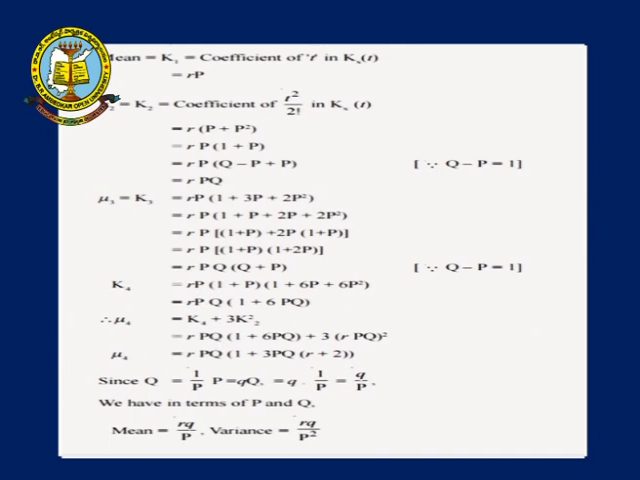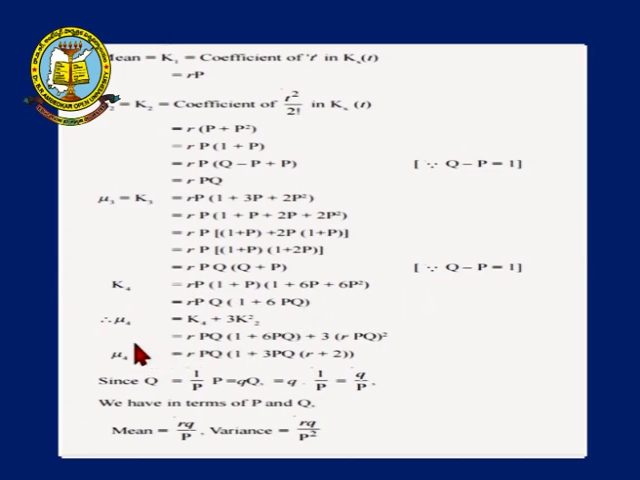Mu2 is equal to the coefficient of t square by 2 factorial in the cumulant generating function, that is Rpq. Similarly, we can go for mu3, that is the cumulant k3. Therefore, mu3 is equal to Rpq of q plus p. K4 is equal to Rpq of 1 plus 6pq. We can simplify this term since q minus p is equal to 1.